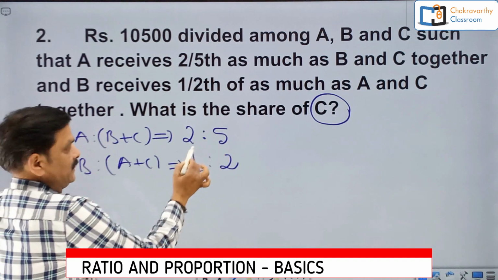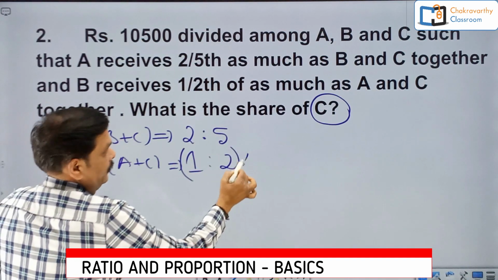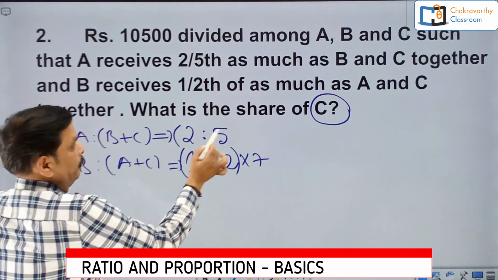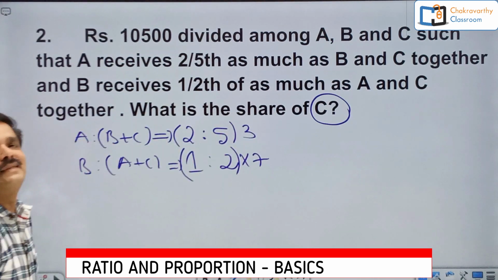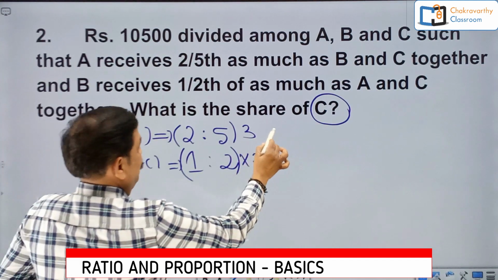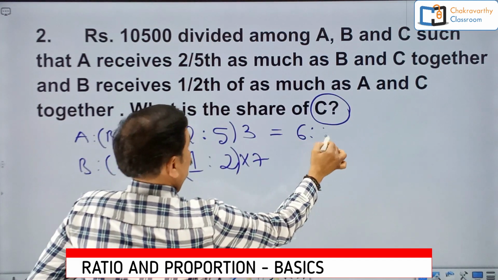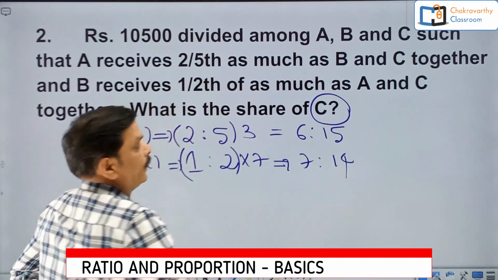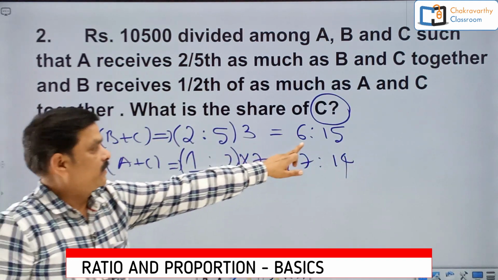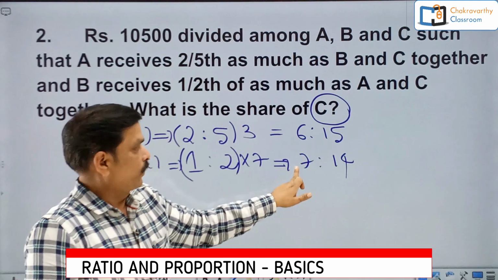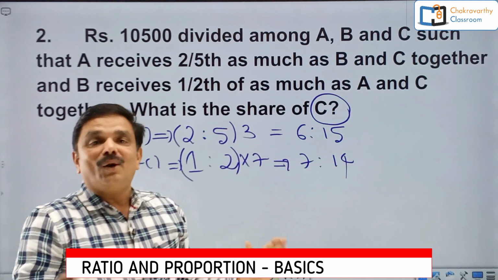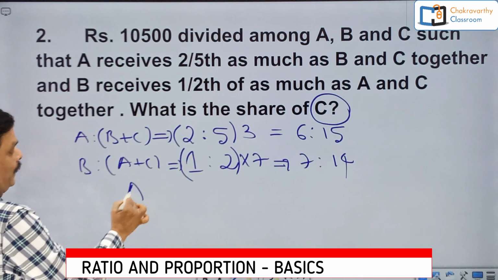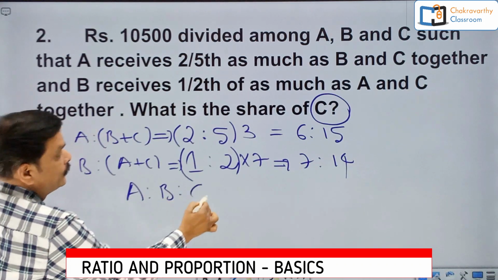This is 2 plus 5, 7. You multiply this with 7. Now it is 2 plus 1, 3. Multiply this one with 3. That's it. Now here it is 3 to 6, 6 is to 15, and here this is 7 is to 14. Now just cross check this one. 6 plus 15, 21. 7 plus 14, this is 21. Now it is balanced. And directly I can conclude that A is to B is to C.